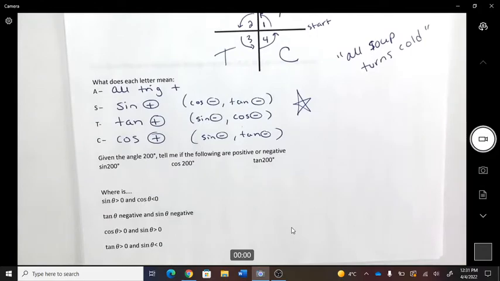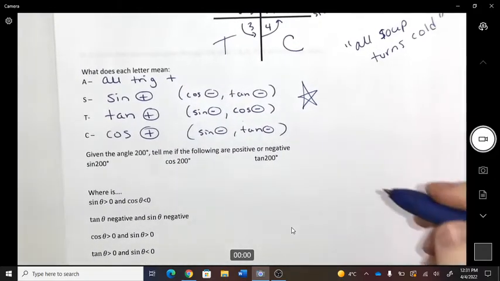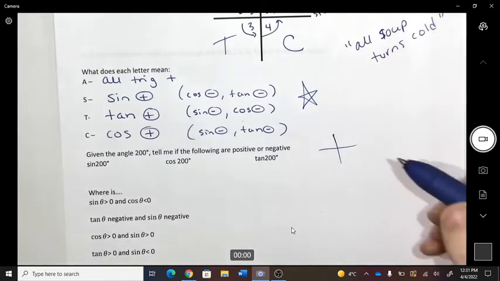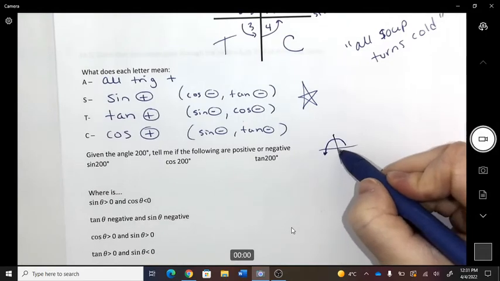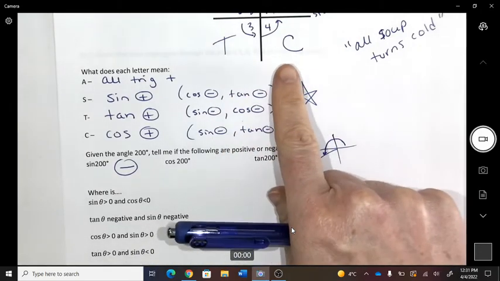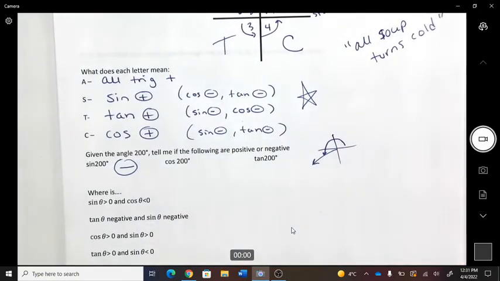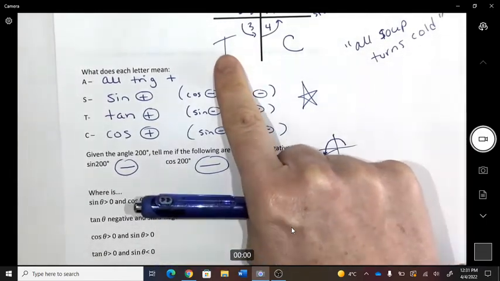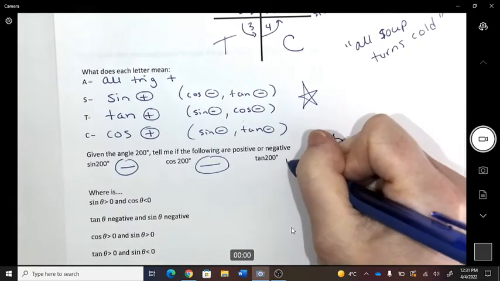If I had the angle 200 degrees, do you know where 200 degrees is? If you were to place it somewhere, it would be there, right? It'd be farther than 180. If you did the sine of it, would it be positive or negative? Negative. If you did the cos of it, what do you think? Negative. And if you did the tan of it, it would be positive.